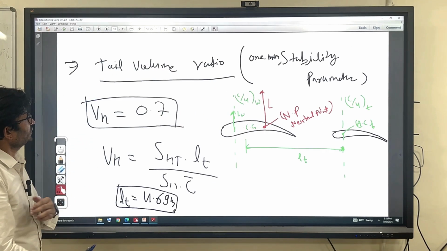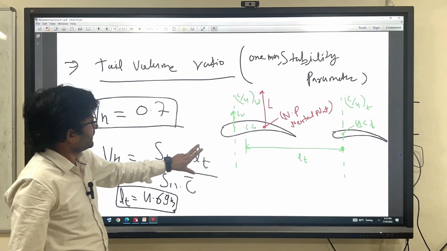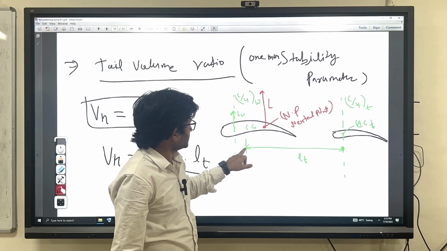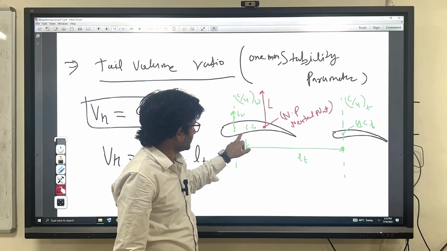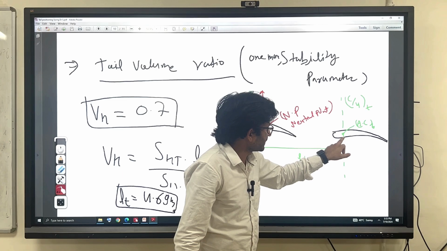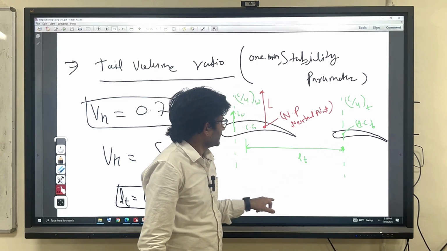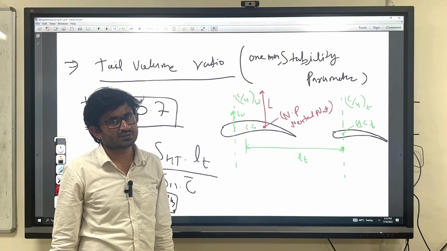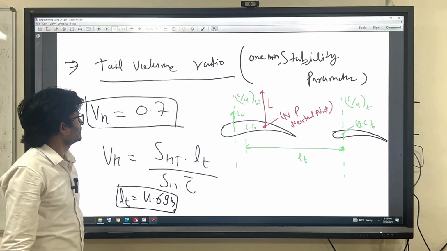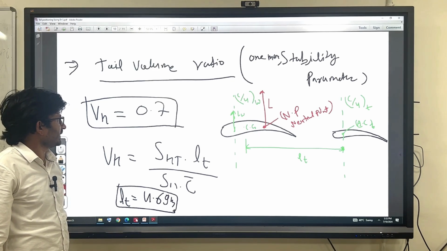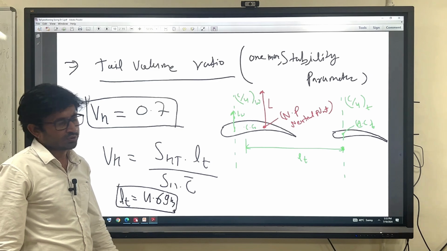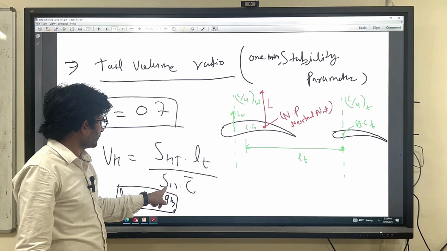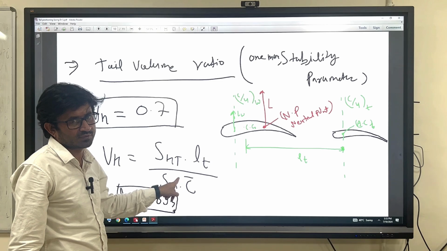Generally, for example, here this is the lift and this is the tail, and the distance between the center of gravity of the aircraft and the aerodynamic center of the tail is called the tail arm. That decides how far you should place the tail from the wing. You can decide this by using the tail volume ratio. The tail volume ratio is the horizontal tail area into LT, some kind of volume, divided by the wing area S into C bar. This is the tail volume ratio.